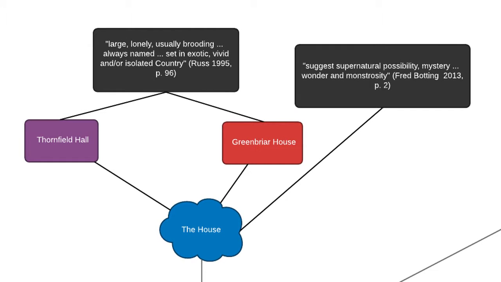The house. Let's begin with the most obvious element the two texts share, the setting of a large, lonely, usually brooding, always named house. The house is a very important element to the Gothic romance genre. Descriptions in novels, or similarly, depictions of the house in a game like Gone Home, contribute the majority of the Gothic component through the use of negative aesthetics.